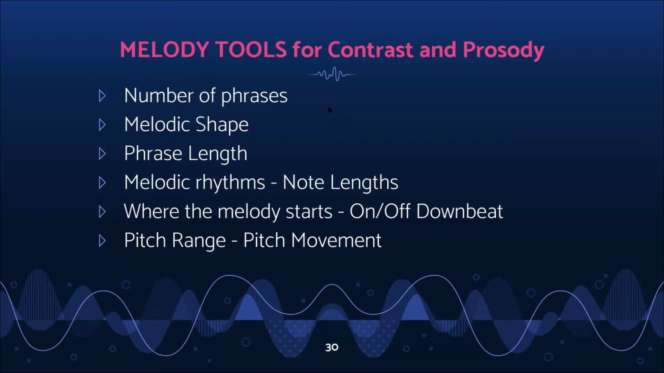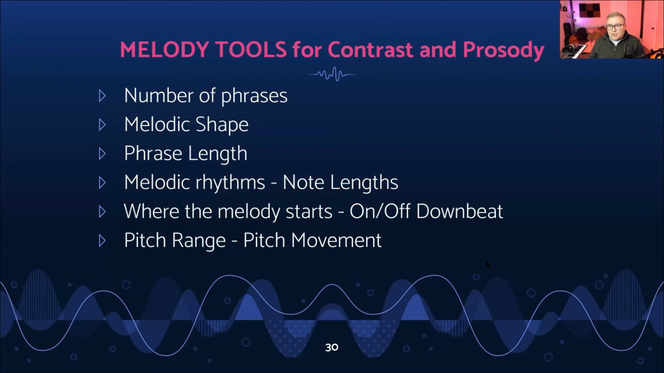All right, let's move on to the melodic tools for contrast and prosody. Think of these as knobs that you can play with to try to get your song to match what you're saying. The melody tools for contrast and prosody are number of phrases, so your number of melodic phrases, similar to number of lyric lines. Also, your melodic shape.